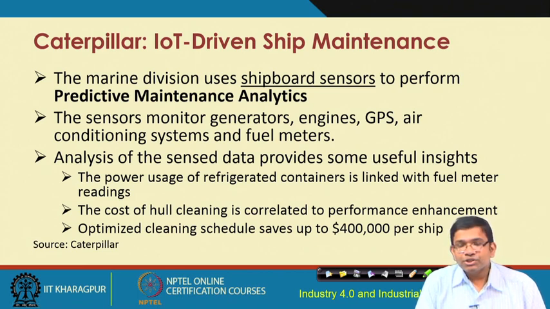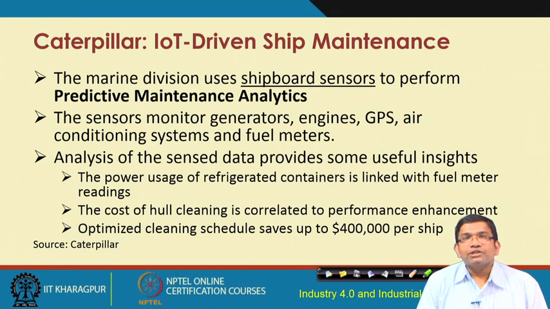Caterpillar also has IoT driven ship maintenance, which is done by their marine division. They use shipboard sensors to perform predictive maintenance analytics. The sensors that are deployed can monitor generators, engines, GPS, air conditioning systems and fuel meters. The analysis of the sensed data provides useful insights about the power usage of refrigerated containers, the cost of hull cleaning and an optimized cleaning schedule. These are all provided through the analysis of the data obtained from the sensors deployed in the onboard devices of the ships.